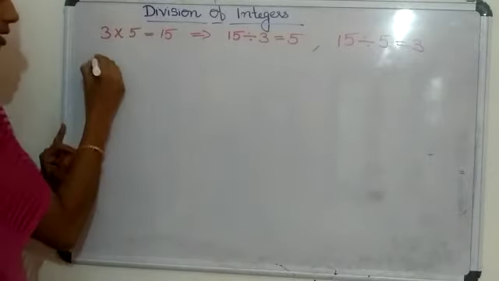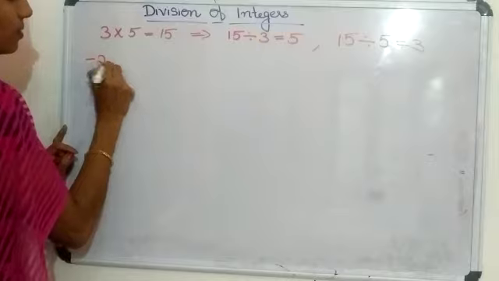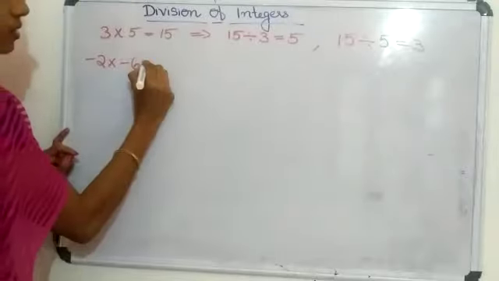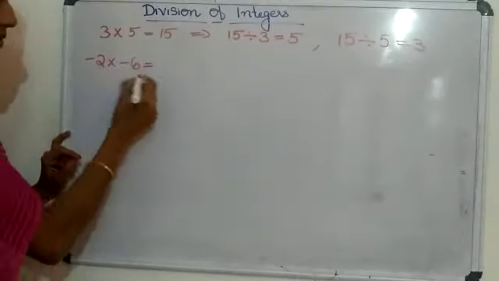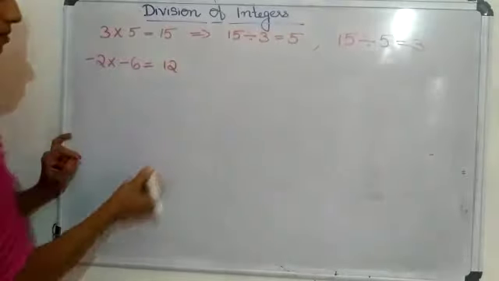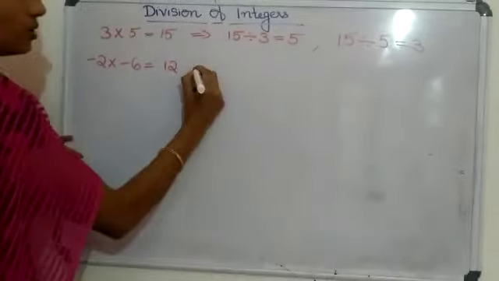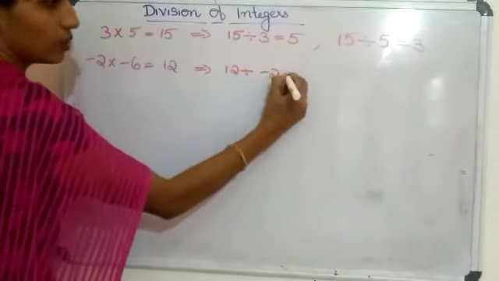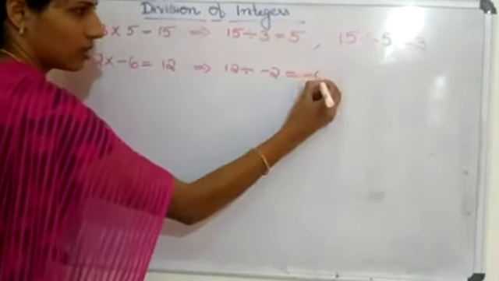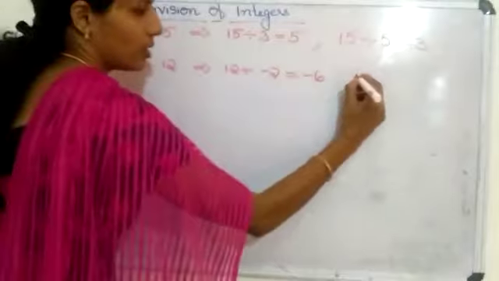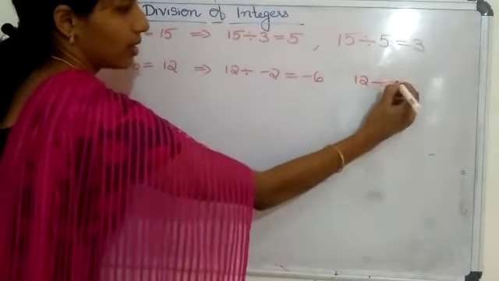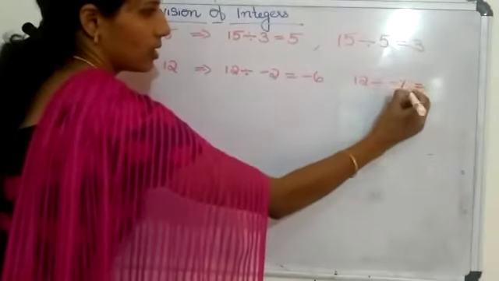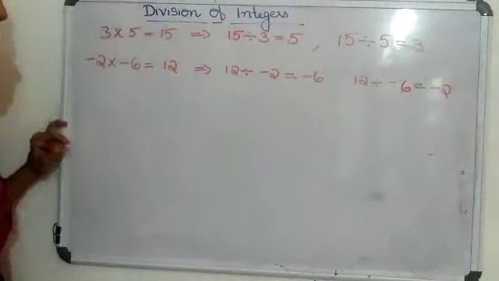Okay. So in case of integers, that means if negative 2 into negative 6, what is the result? Negative into negative is positive. So from this we can write 12 divided by negative 2 is equal to what? Negative 6. Same way, 12 divided by negative 6 is equal to negative 2.